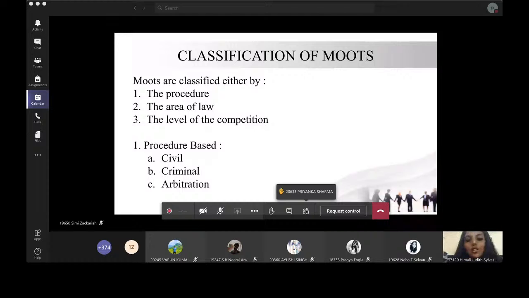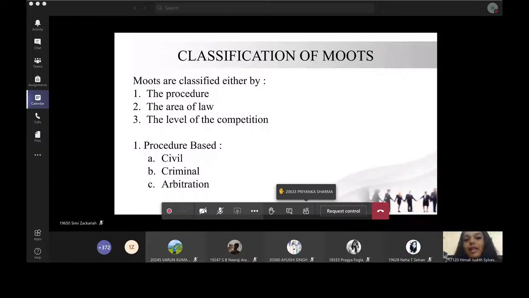So when we look at the procedure based, as I told you before, it can be civil, it can be criminal, and there's a third criterion, which is arbitration. Arbitration is like an outside court settlement. So it has different forms, and it's a special kind of mooting. But civil and criminal are the general sorts of moots that you will find.